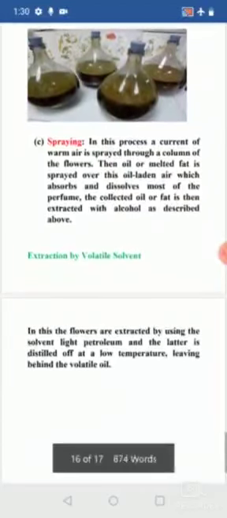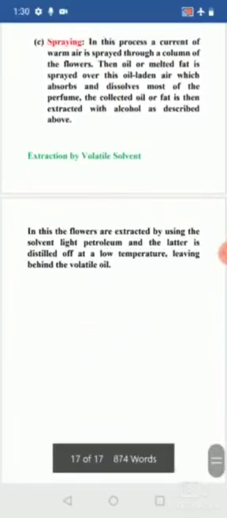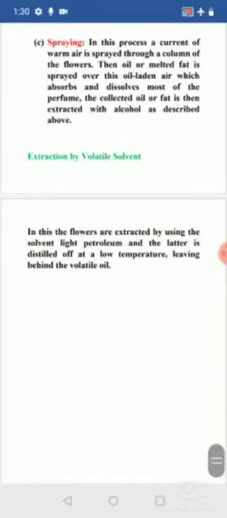Okay, so next is extraction by using a volatile solvent. Here you are going to use petroleum ether or any volatile solvent which has a low boiling point, and you are going to carry out the distillation process.